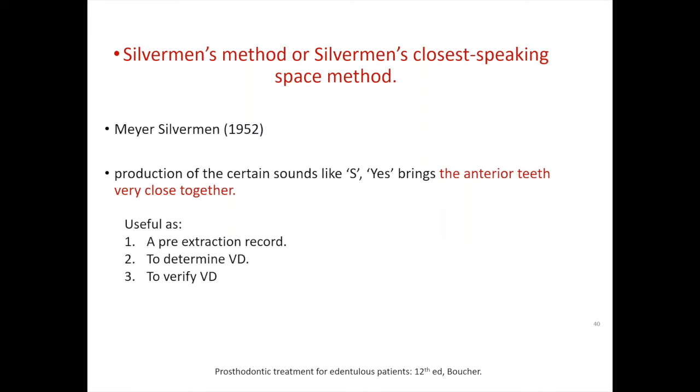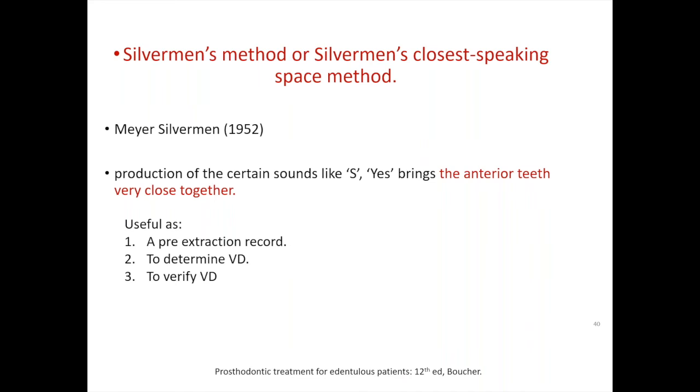Coming to Silverman's method, or the Silverman's closest speaking space method, it was given by Meyer Silverman in 1952. Production of certain sounds like S, yes, brings the anterior teeth very close together. So when correctly placed, the lower incisors are moved forward to a position nearly directly under the upper central incisors and almost touching them. It is useful as a pre-extraction method to determine and verify vertical dimension.